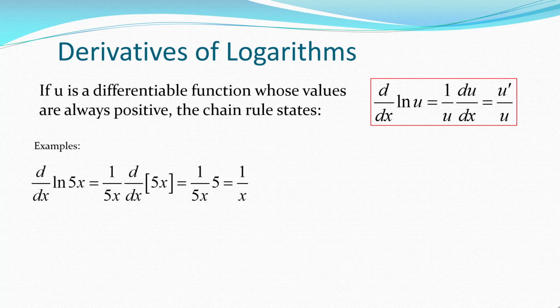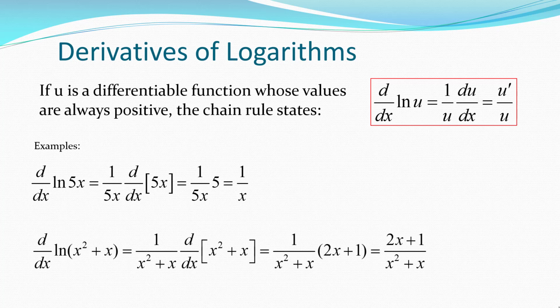So as an example, if I want to know what's the derivative of the natural log of 5x, I would have 1 over the argument for the logarithm, that's 1 over 5x, times the derivative of 5x, which is just 5. So that would then be 5 over 5x. That's 1x. That's 1 over x.